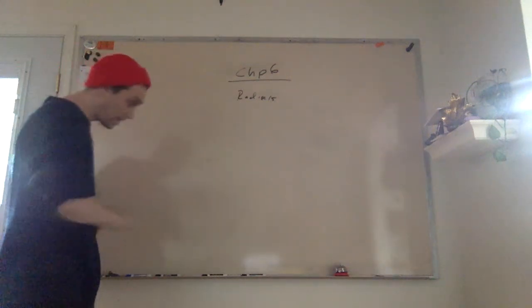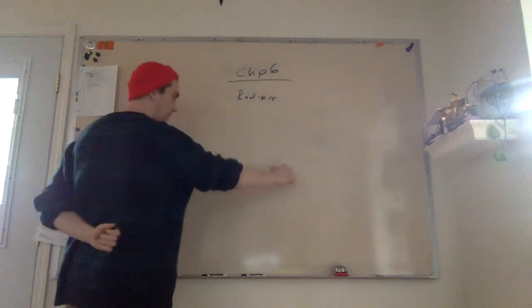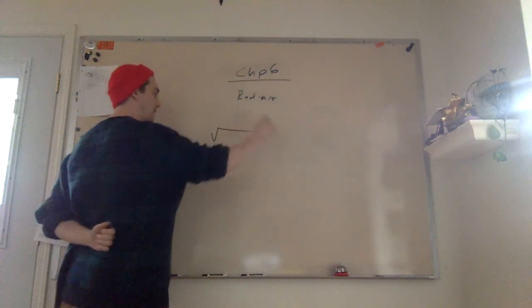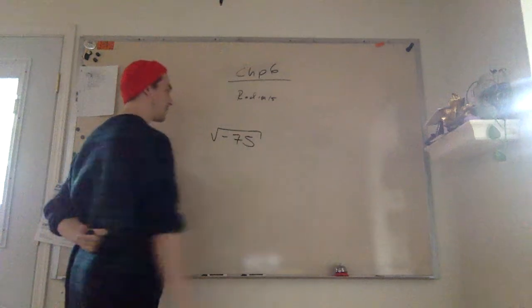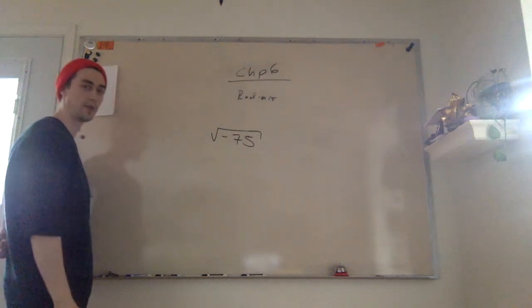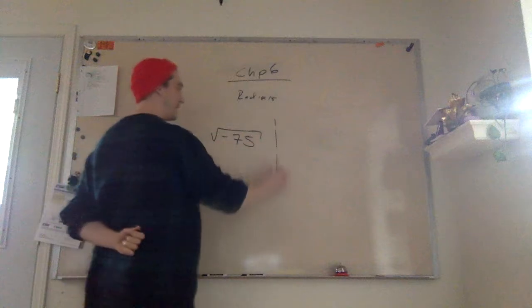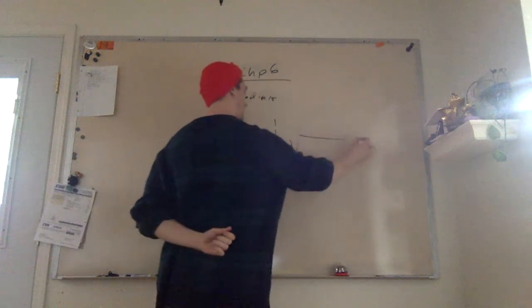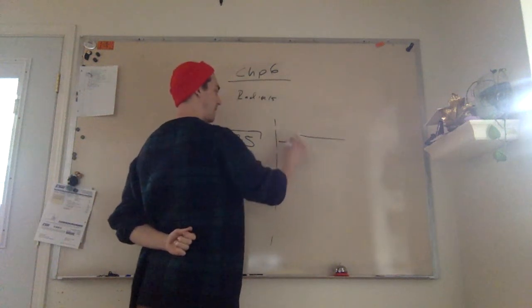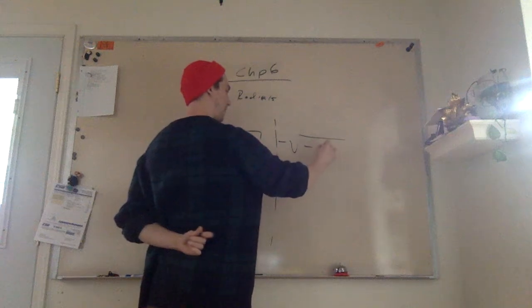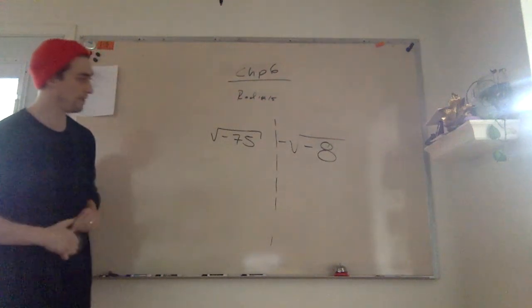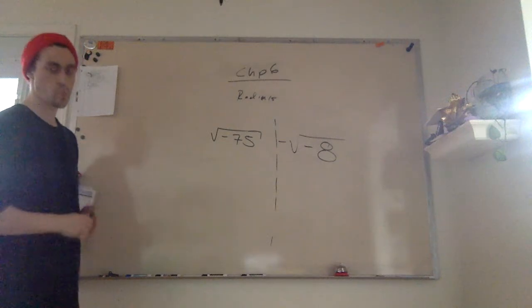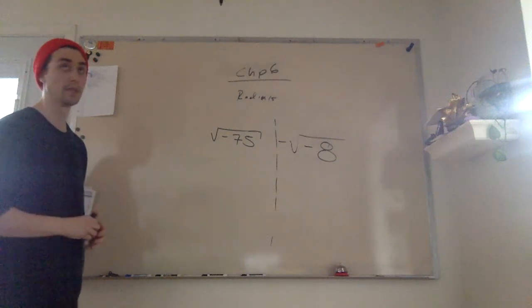So let's say simplify something like this. Square root of -75. Try that. Also try to simplify the negative square root of -8. So simplify both of those. Pause the video if you'd like to give it a go.